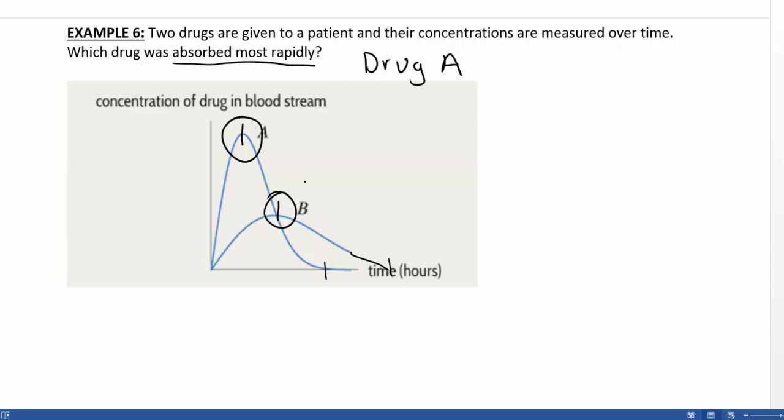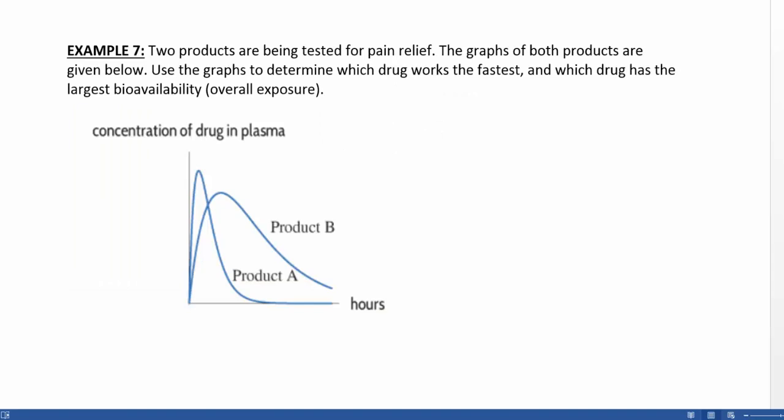Let's look at another example. Example 7. 2 products are being tested for pain relief. The graphs of both products are given below. Use the graphs to determine which drug works the fastest and which drug has the largest bioavailability or overall exposure. So which drug works fastest? So again, that has to do with absorption. Which one is absorbed the most rapidly? Which one peaks first and hits its maximum concentration?